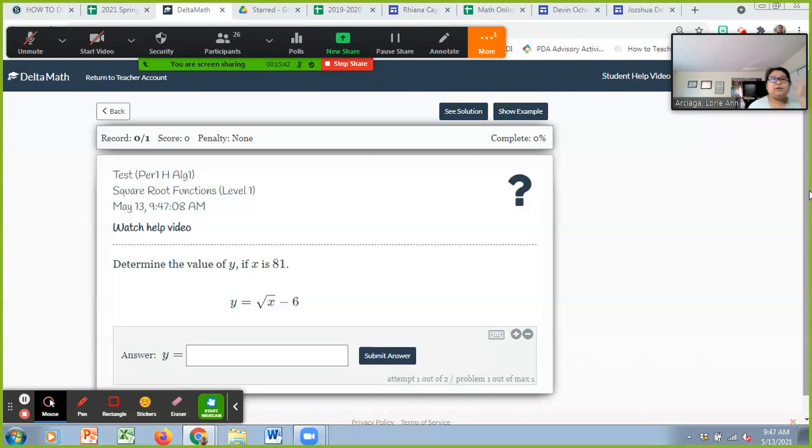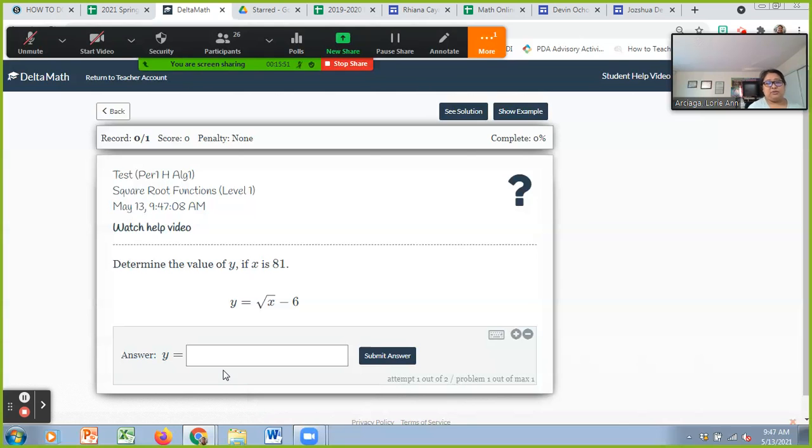Okay, so the first few are just mere substitution. You're going to find the value of y when x is substituted with a certain number. So for number one, you should be able to do these in your head. The first four maybe. So you're plugging in 81 for x. So you will get the square root of 81. What is the square root of 81? Very good. And then you're going to subtract 6. So what's your answer? 3. Yep.